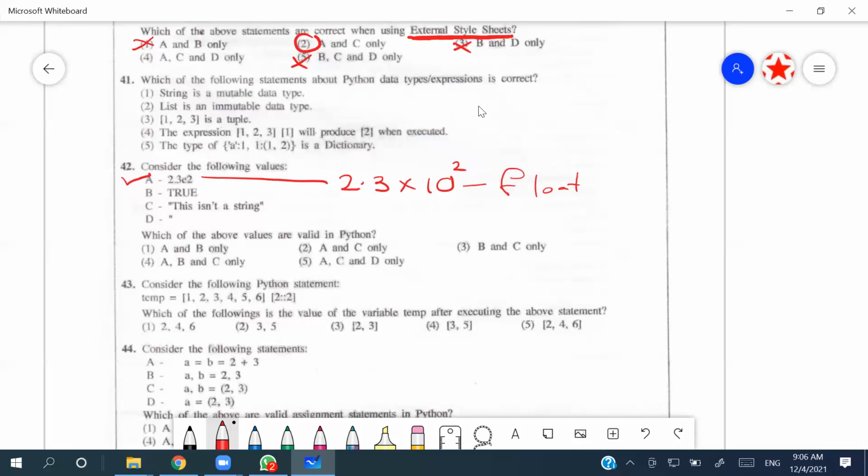Right, and true. Now this is going to be a wrong one. The correct Boolean value is going to be something like this: T capital, all other things are simple. So this true is going to give you an incorrect type or incorrect value, actually. So A is correct, B is incorrect. So A should be in your answer, B shouldn't be in your answer.